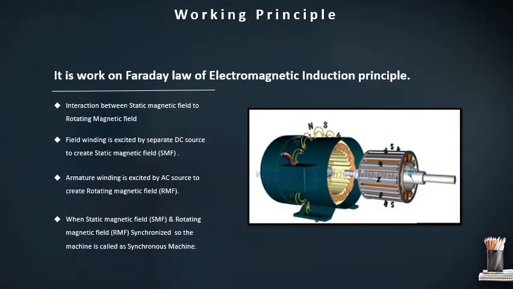Next is the working principle behind the synchronous machine. The synchronous machine works on the Faraday law of electromagnetic induction, or it works on the interaction between the static magnetic field and the rotating magnetic field. In the armature circuit, we provide a three-phase AC supply which creates a rotating magnetic field. The field winding placed on the rotor is excited by a separate DC source, and the DC supply creates the static magnetic field. So the interaction between these two fields, static magnetic field and rotating magnetic field, provides the rotation of the motor.